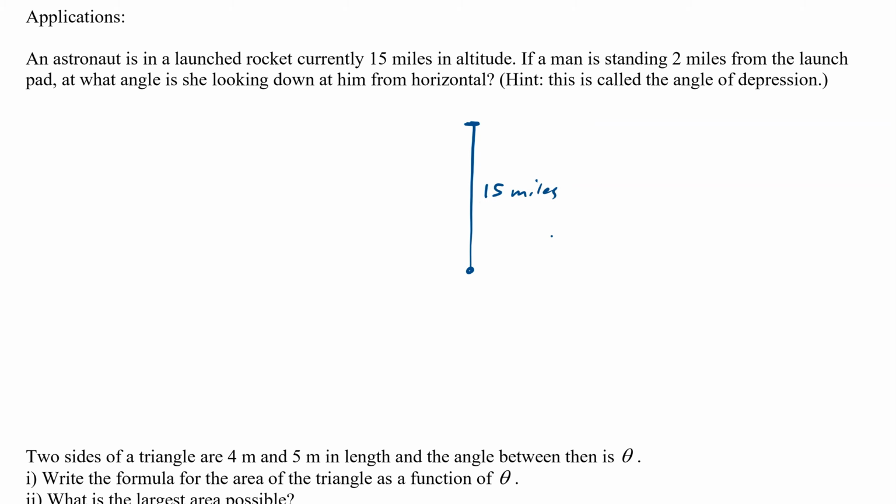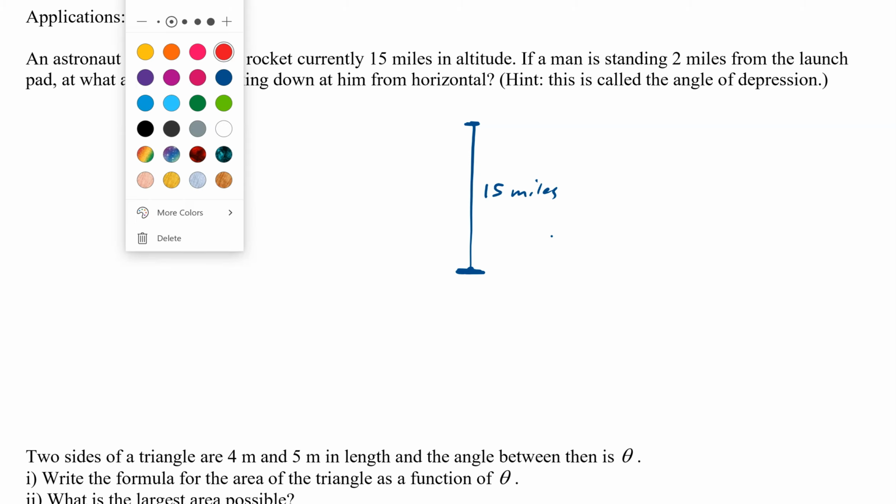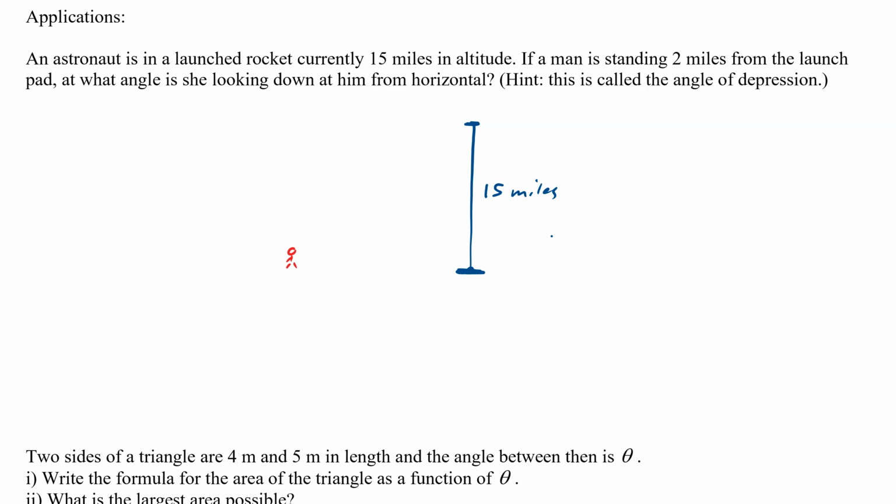And it says a man standing 2 miles from the launch pad. So here's our launch pad, and then we have this little person sitting over here, and he is 2 miles from here. Obviously this is not to scale. It's just to give us a representation. So you can already see that's our triangle right there, because that's our 90.